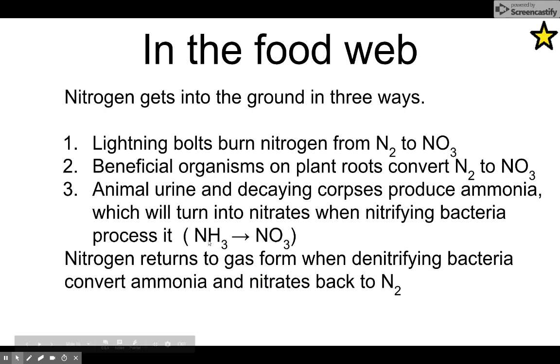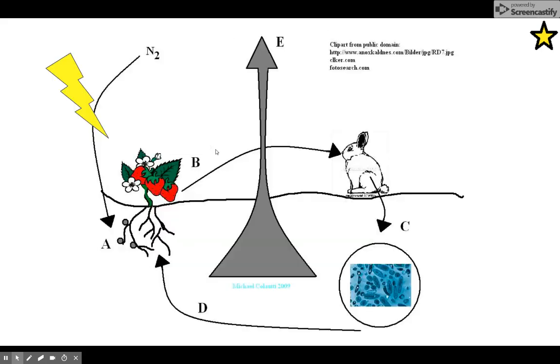In the first part of the nitrogen cycle, we got to hear that nitrogen can be added to the ground through lightning bolts, and beneficial organisms that can take it from the air and give it to the plant roots. And then there's a process where ammonia gets turned to nitrates by other bacteria in the soil. And there's actually like a dozen more, but that's way beyond the scope of this.